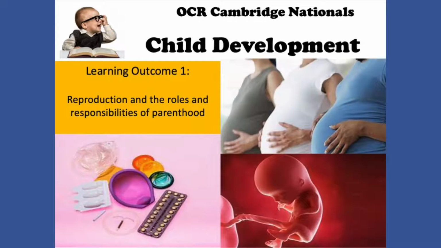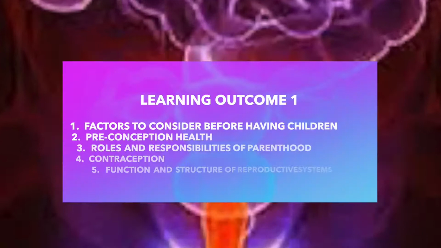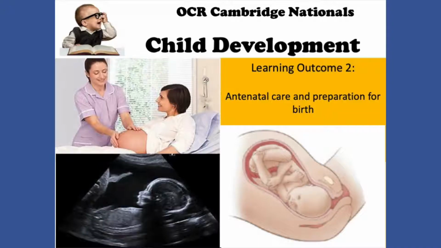There's 5 learning outcomes in RO18, and we're going to take a little bit of time to look at each of those now. Learning outcome 1 focuses on the reproduction and the roles and responsibility of parenthood. We're going to look at topics such as factors to consider before having children, preconception health and how you can keep yourself healthy, the roles and responsibilities of being a parent, contraception, the different types and how useful each one can be, and the function and structure of the reproductive systems.